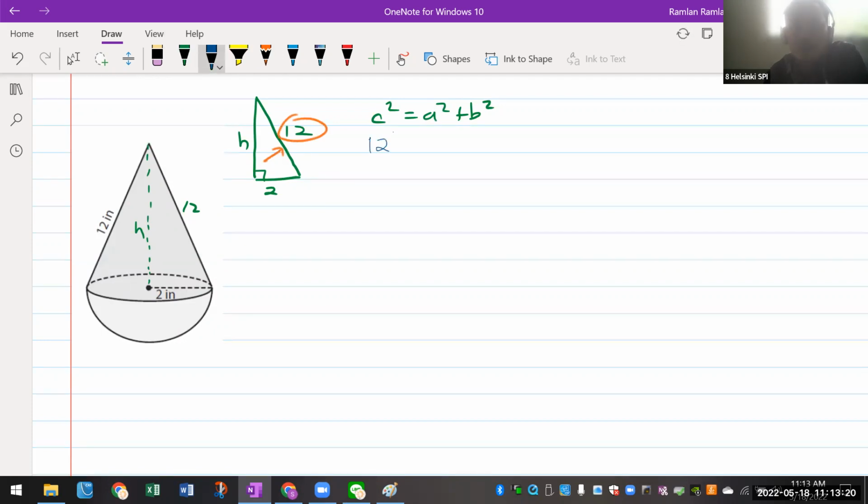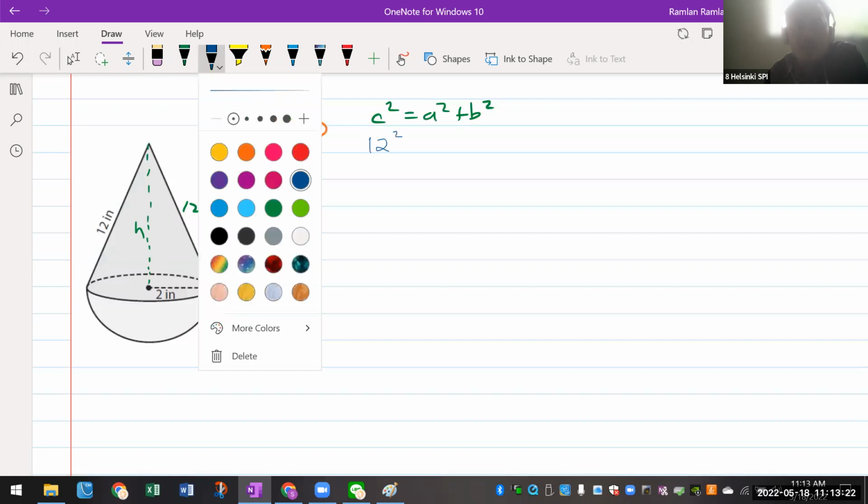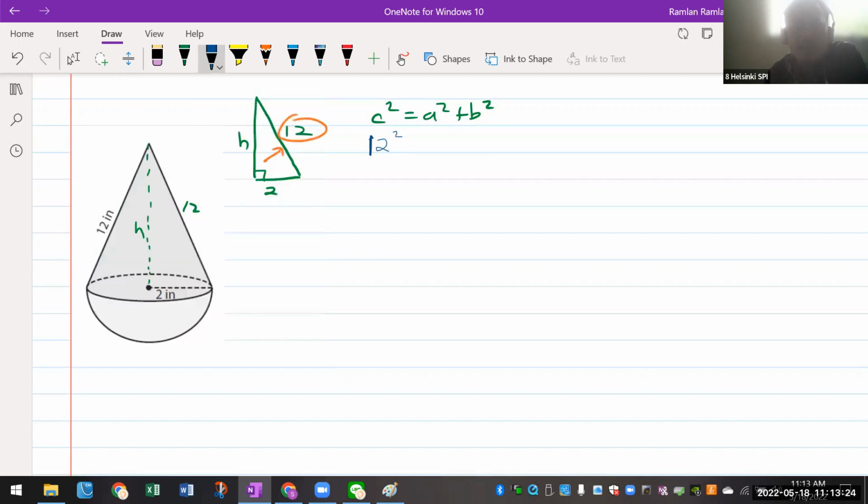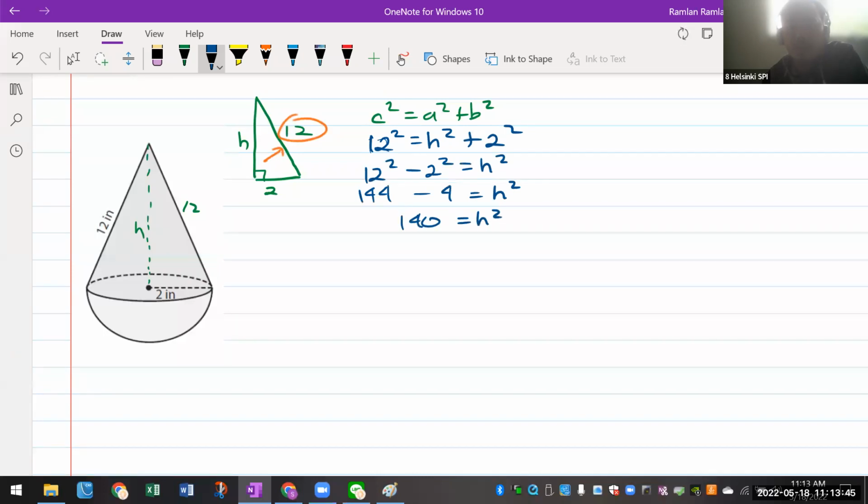So I can write down like this. It's going to be 12 squared. Wait, guys. 12 squared equals h squared plus 2 squared, right? And then we can put the 2 squared to the left. So that will be 12 squared minus 2 squared equals h squared. 12 squared is 144. 2 squared is 4, right? So this is going to be 140. So h is going to be the square root of 140. If you put this into the calculator, you will get 2 square root of 35.